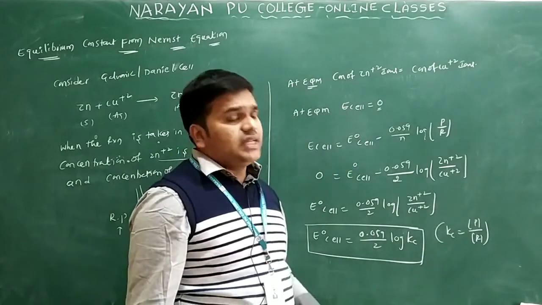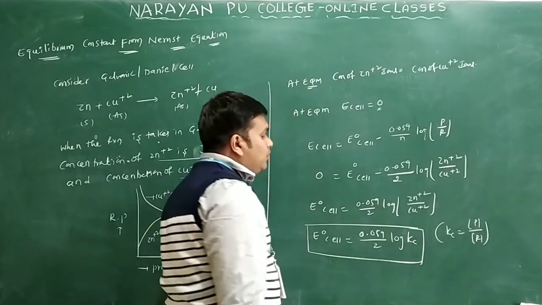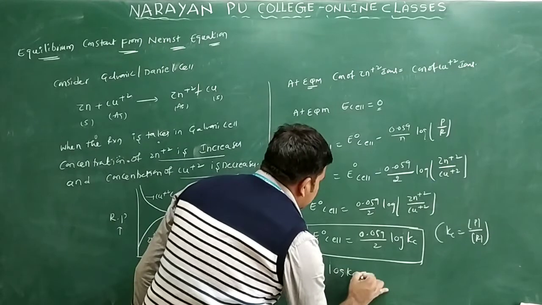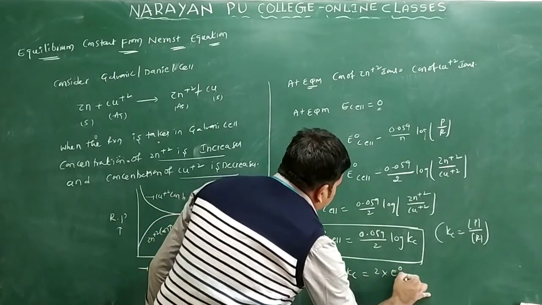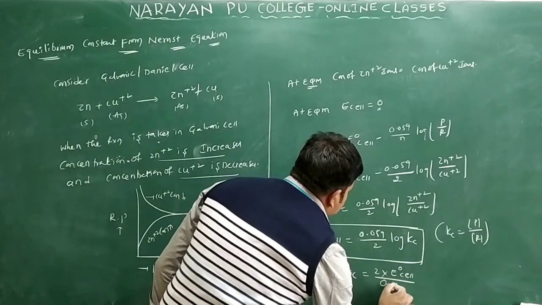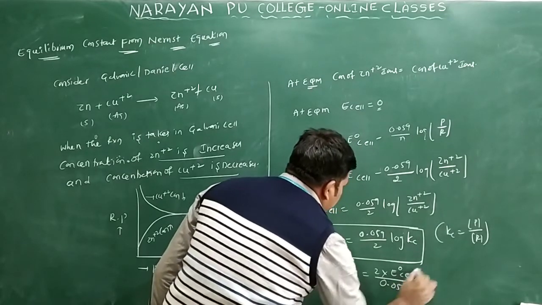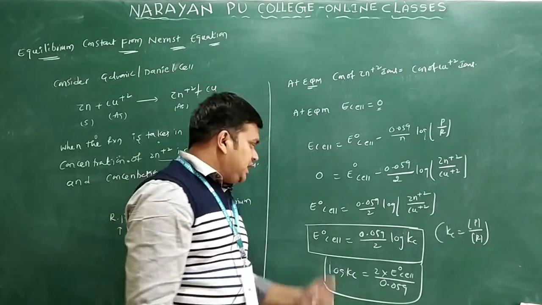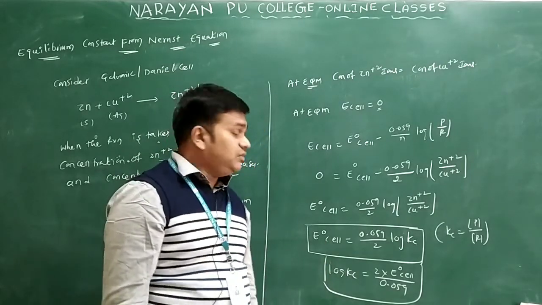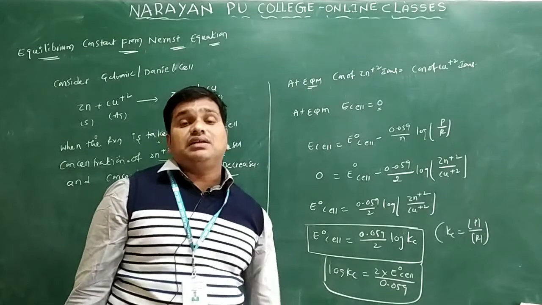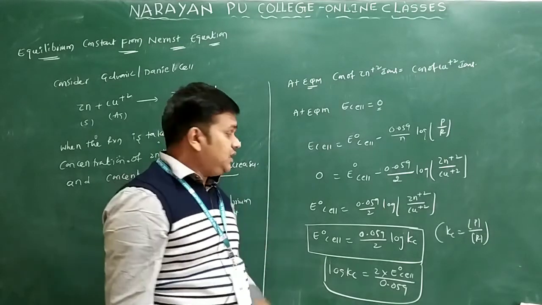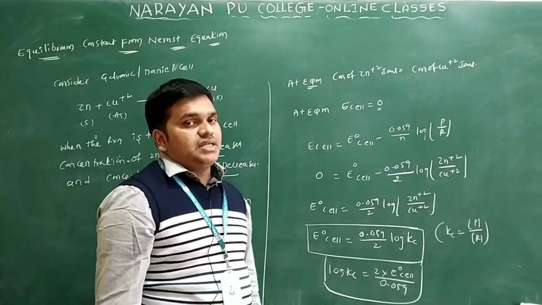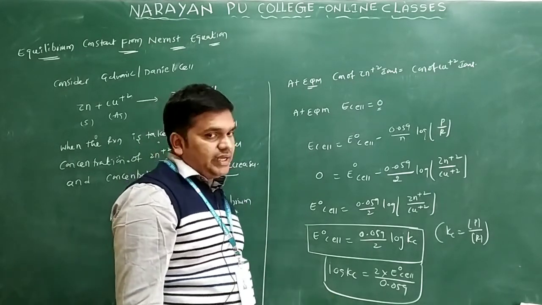Or in general form, from this we can write log Kc is equal to 2 into E naught cell by 0.059. This is one more formula you can take. So this is a very important expression: E naught cell is equal to 0.059 by 2 into log Kc for the Daniell cell only. For a general cell reaction, you can take E naught cell is equal to 0.059 by n into log Kc only. I will write this general formula again.